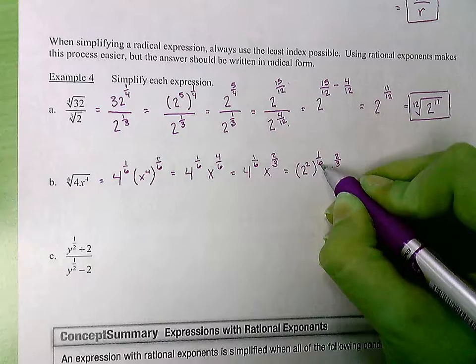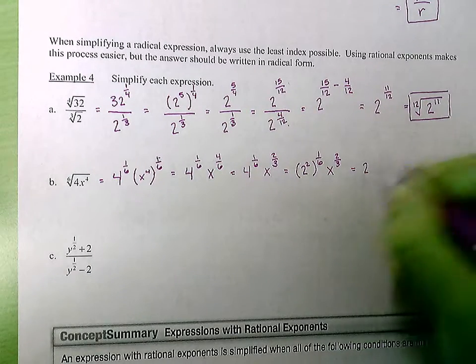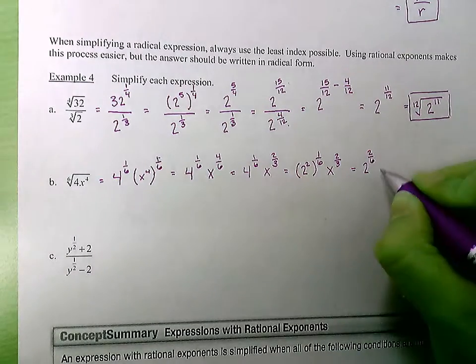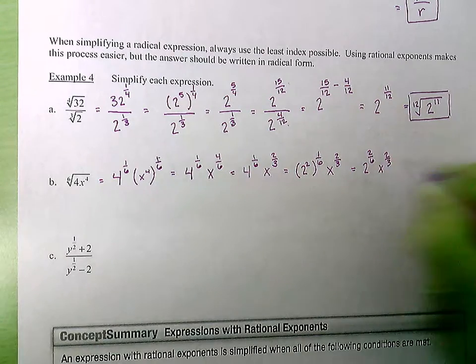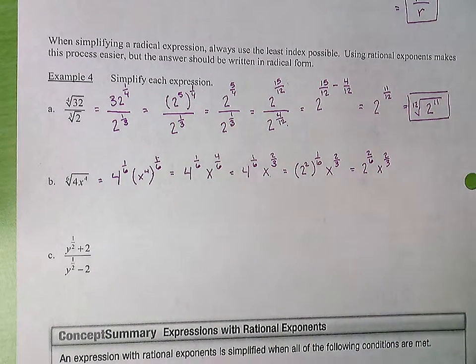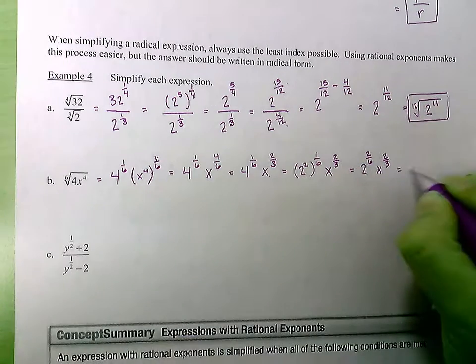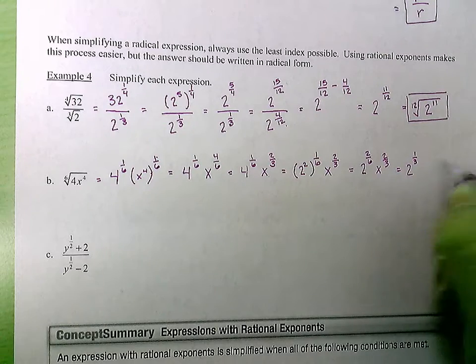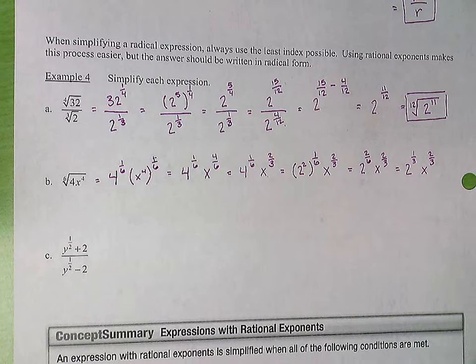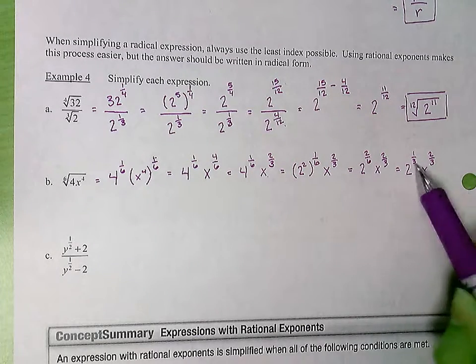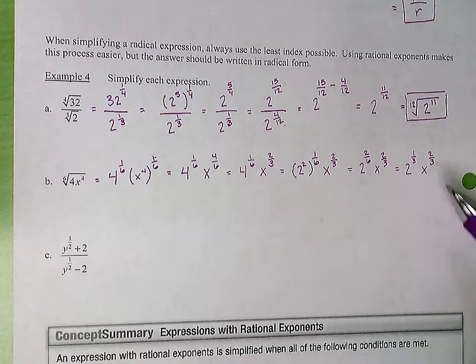I can again multiply those exponents together. So I have 2 to the 2/6 power and x to the 2/3 power. Now again, I can reduce this fraction. So I have 2 to the 1/3 and x to the 2/3. Okay, so now both of my rational exponents have a 1/3. That means it'll be a cubed root.